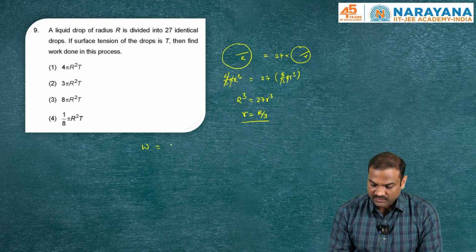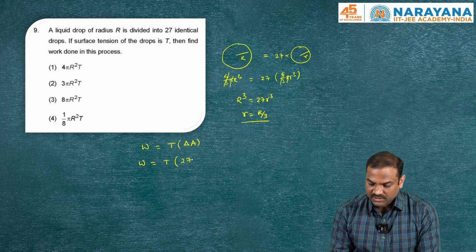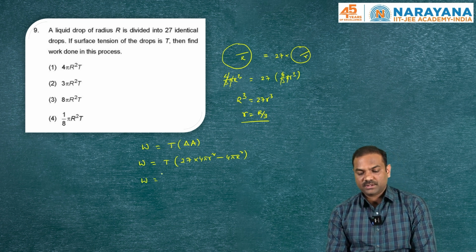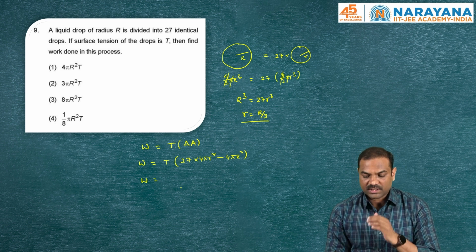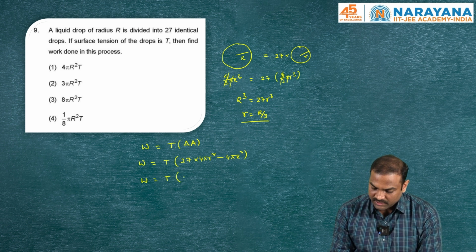So then work done will be surface tension into change in area, we can write down. Then work done is equal to surface tension into final area minus initial area, which is 27 into 4 pi r square minus 4 pi capital R square. Okay, so if you see the options, you are given the capital R terms. So that's why I'm changing the small r into capital R. Then T into 27, you can take 4 pi also common.